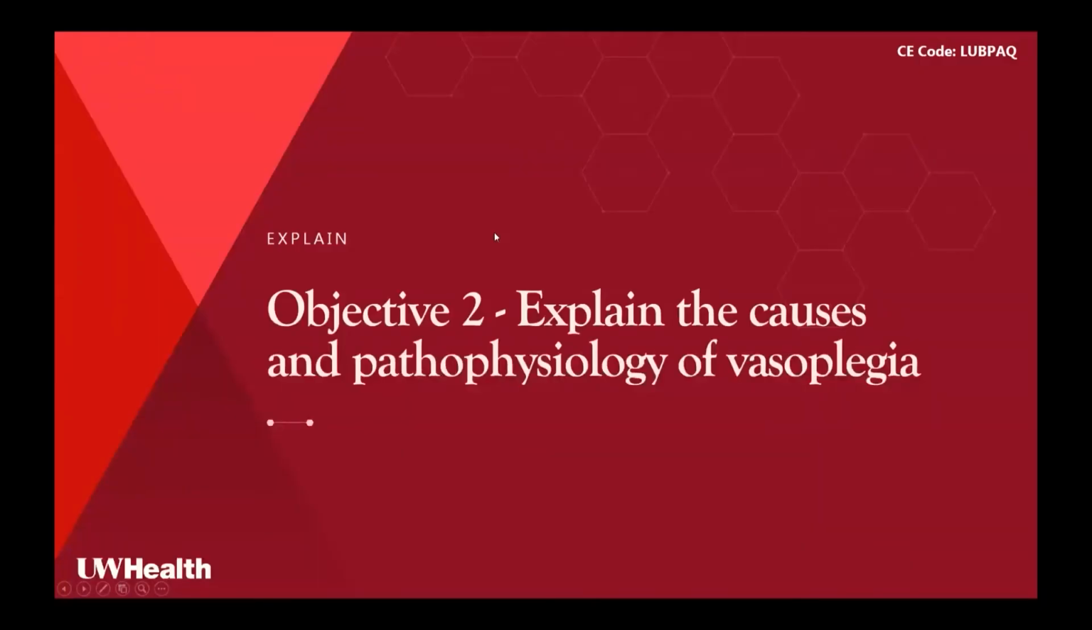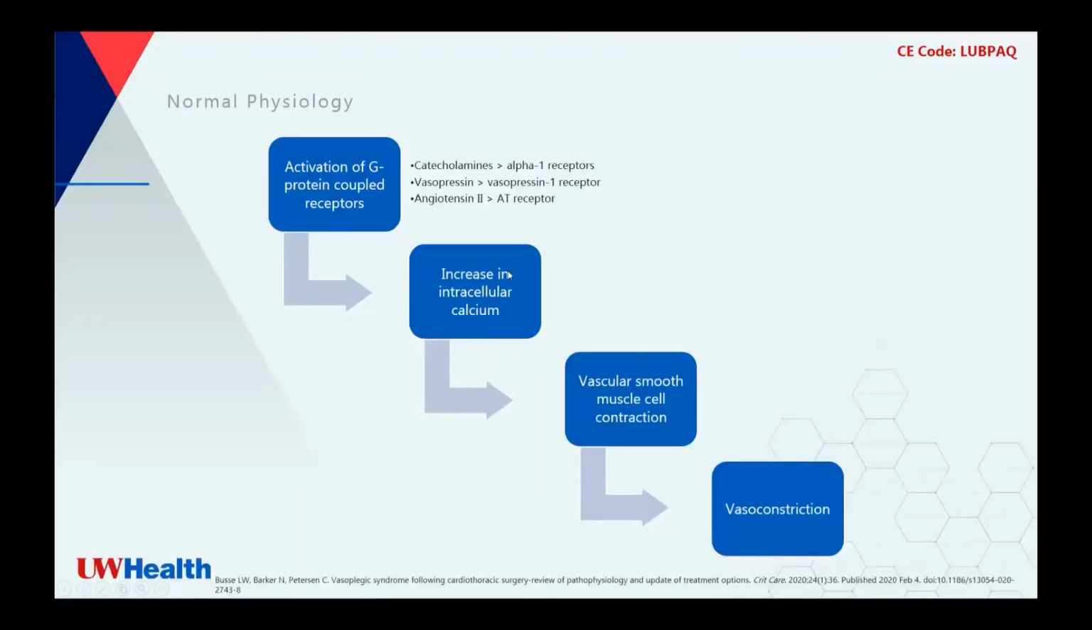So now that we know what vasoplegia is, let's move on to what causes it and the mechanisms behind it from a pathophys standpoint. Normally our vasculature responds to hypotension by activating G protein coupled receptors. This is getting a little bit more into the exact mechanisms, but I think it helps us understand some of the agents we use to target vasoplegia.